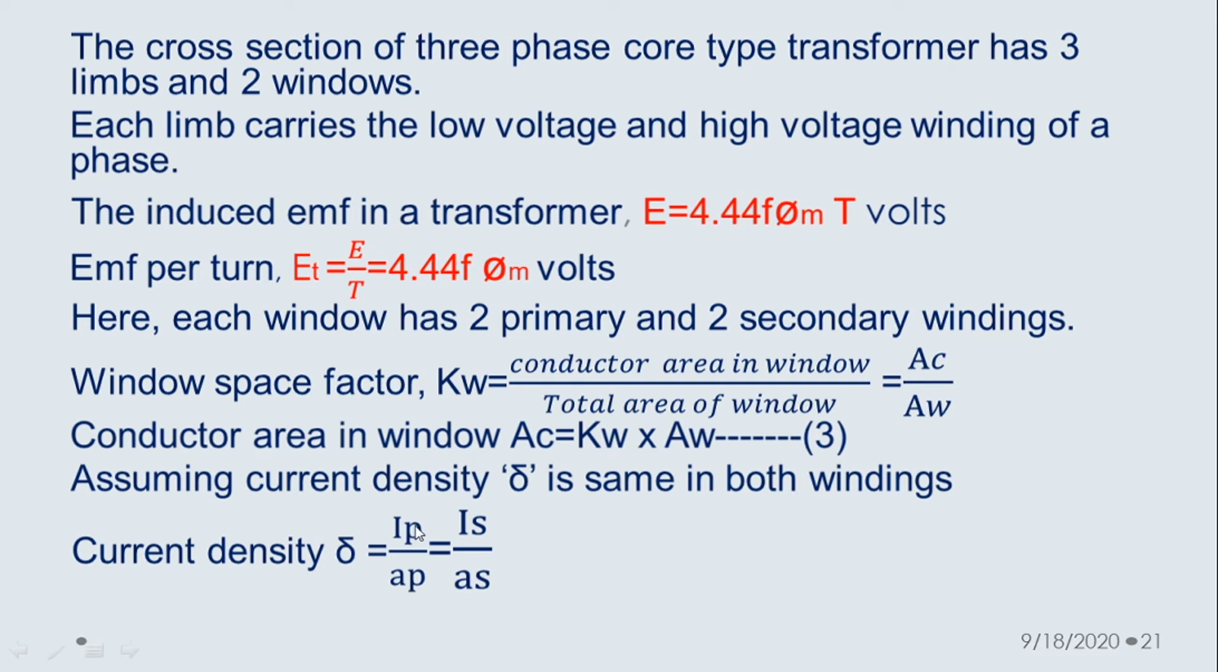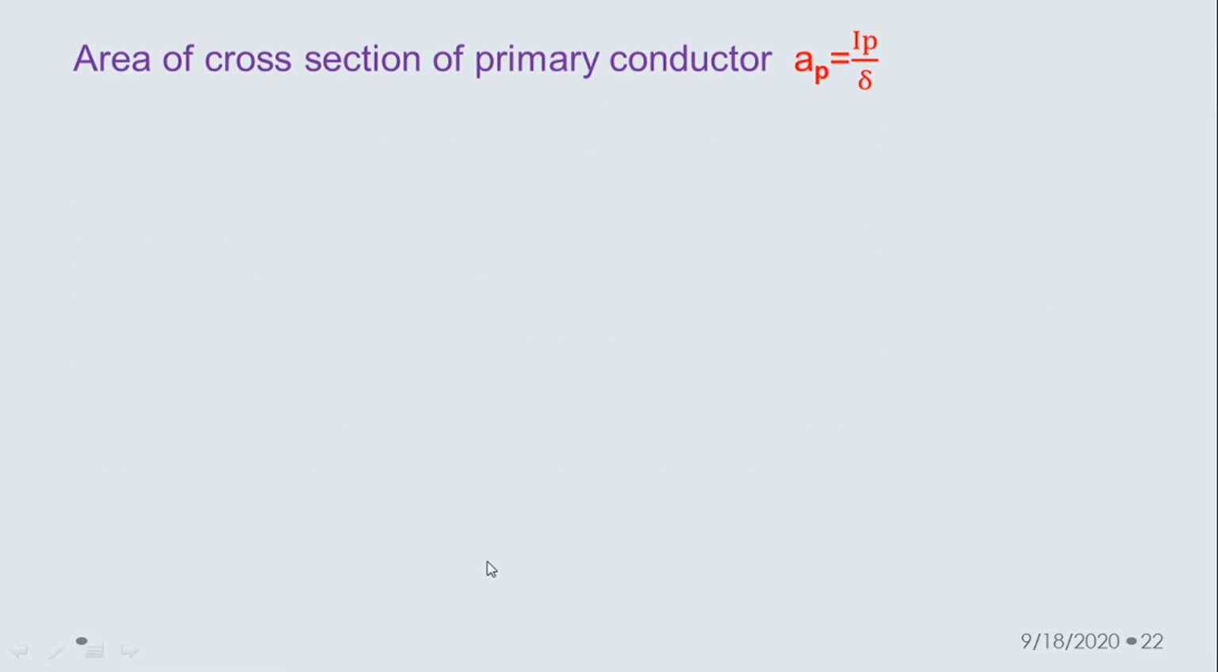That is, IP is the primary current and AP is the primary area of cross section. IS is the secondary current and AS is the secondary area of cross section, which we are assuming to be the same for both primary and secondary winding. So you can say that IP by AP is equal to IS by AS.